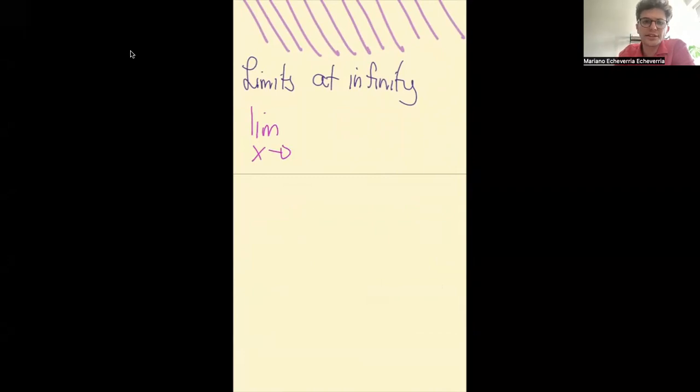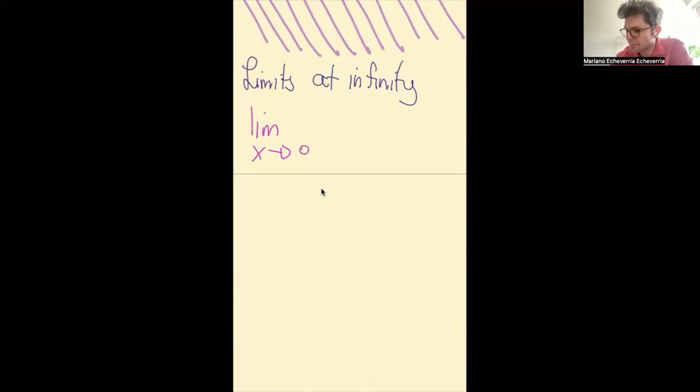So the symbol that is used to say that x is taking larger and larger values is infinity, which is maybe a symbol you have seen before. Okay, so this is the symbol for infinity. I'm drawing it kind of like the number 8 that you just rotate, but slightly different.